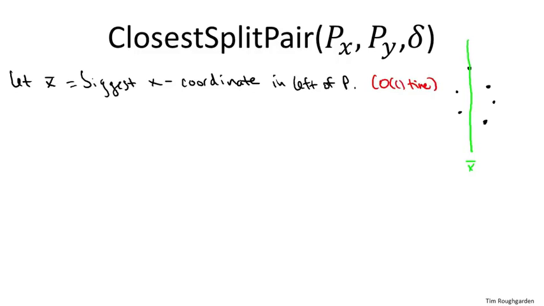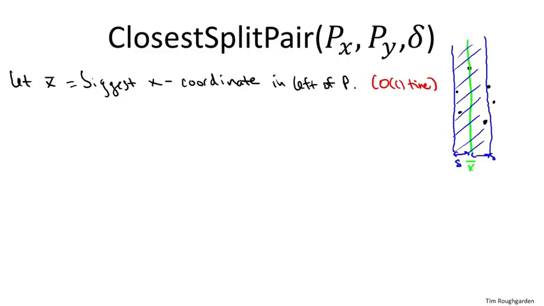Now, the way we're going to use this parameter delta that we're passed, so remember what delta is. Before we invoke the closest split pair subroutine in the recursive algorithm, we make our 2 recursive calls. We find the closest pair on the left, the closest pair on the right, and delta is whatever the smaller of those 2 distances is. So delta is the parameter that controls whether or not we actually care about the closest split pair. We care if and only if there is a split pair at distance less than delta.